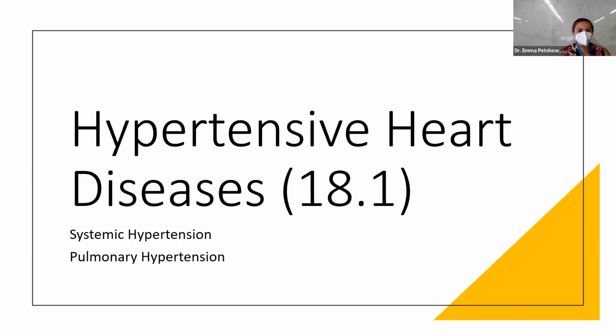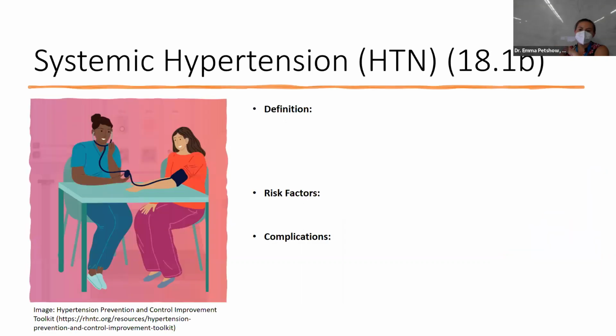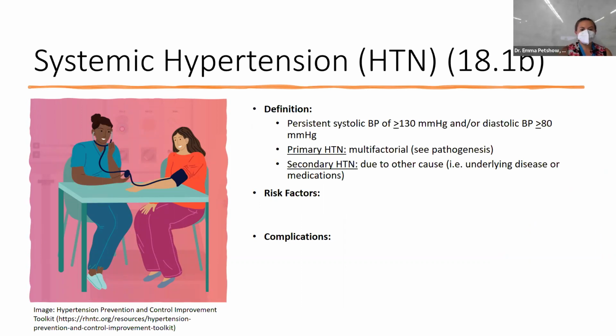All right, so we're going to start with hypertensive heart diseases. This is 18.1, systemic and pulmonary hypertension. This is going to be pretty straightforward, so I'm going to go through it relatively fast. Your definition is a persistent systolic blood pressure of greater than 130 or diastolic greater than 80. Primary is multifactorial, and secondary is due to other causes.